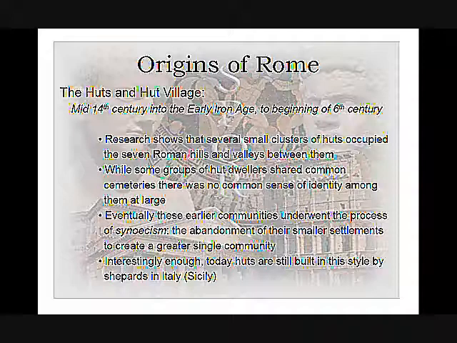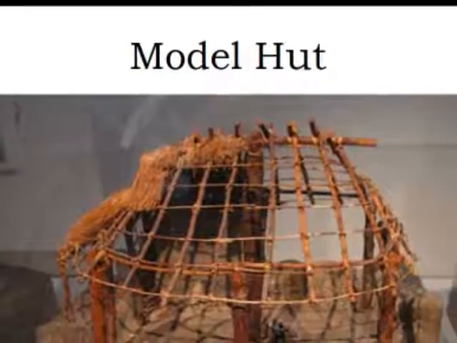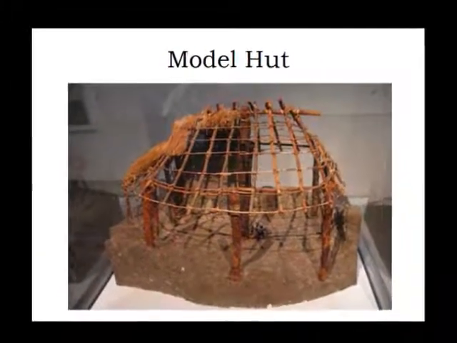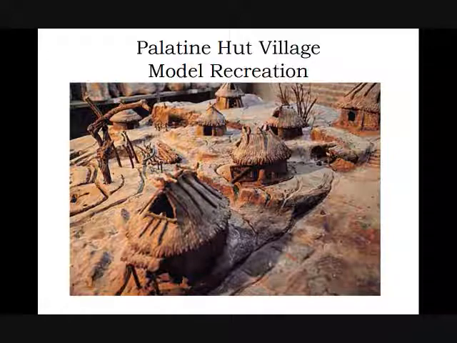Research shows there were several small clusters of huts on the 7 Roman hills and valleys, and even though some of them shared common cemeteries, it was thought that they didn't have a common sense of identity. Eventually they underwent the process of synoikism, that's right, a Greek word, and they abandoned their smaller settlements and became a larger settlement. This is a model hut. And here we see a model recreation of an entire hut village.